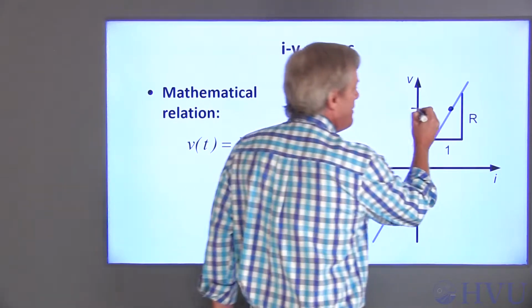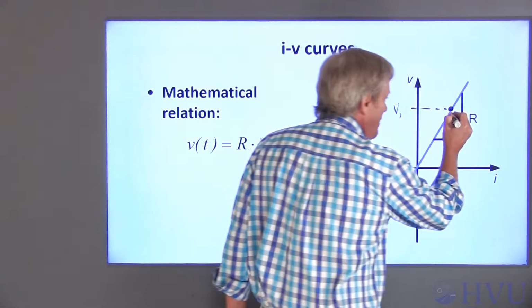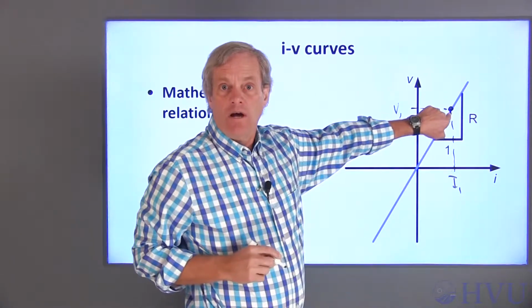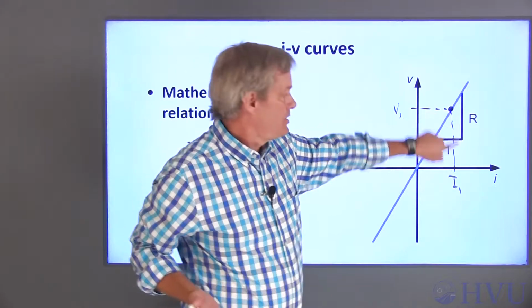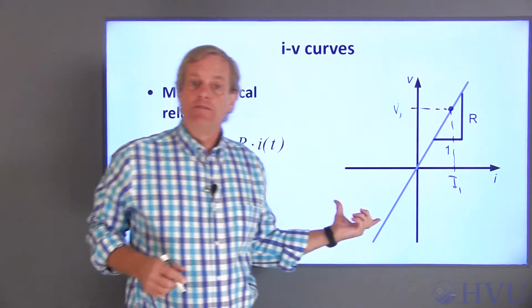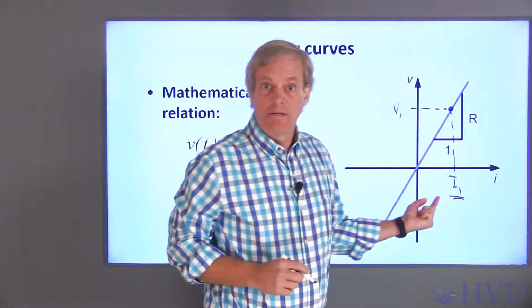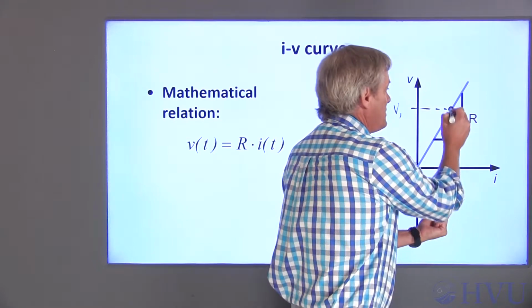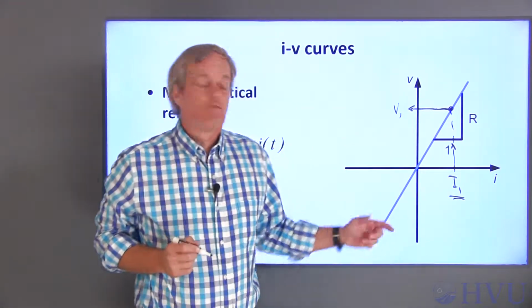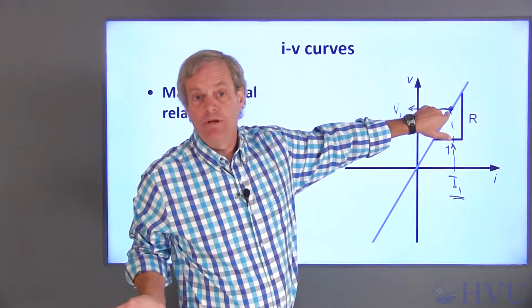So if we apply a voltage V1 and measure a current I1, we're getting a point on this curve, and the resistance is just V1 over I1. Alternately, if we're given this curve and we know, for example, how much current we want, we can read the necessary voltage directly from this graph. This desired voltage-current relationship is sometimes called the operating point.